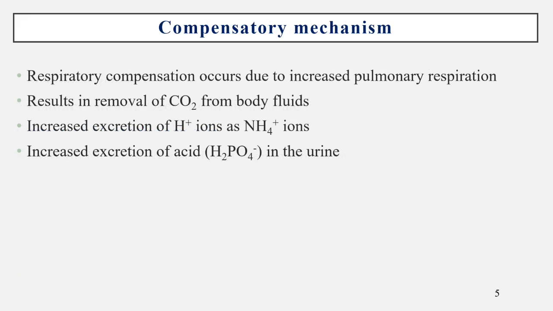Next is the compensatory mechanism. Metabolic acidosis is compensated by respiratory compensation, which occurs due to increased pulmonary respiration. This results in removal of carbon dioxide from the body fluids. There is also increased excretion of H+ ions as ammonium ions and increased excretion of acid, that is dihydrogen phosphate, in urine. These are the compensatory mechanisms for metabolic acidosis.